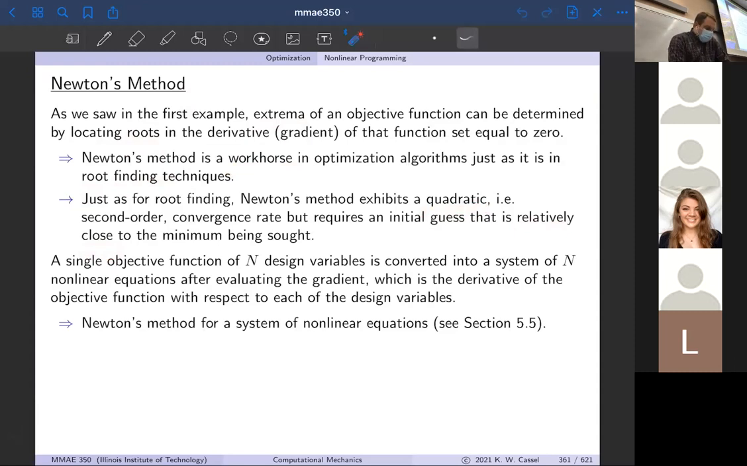So if we have a single objective function, just an f, and then we have n design variables, x1 through xn, that can be converted into a system of n nonlinear equations by evaluating the gradient. Let me say that again. A single objective function of n variables is going to be turned into a system of n nonlinear algebraic equations that we need to evaluate. Now, we already know how to do that because we learned in section 5.5 how to apply Newton's method to a system of nonlinear equations. So we already know how to do that. Let's just see how we do the conversion.